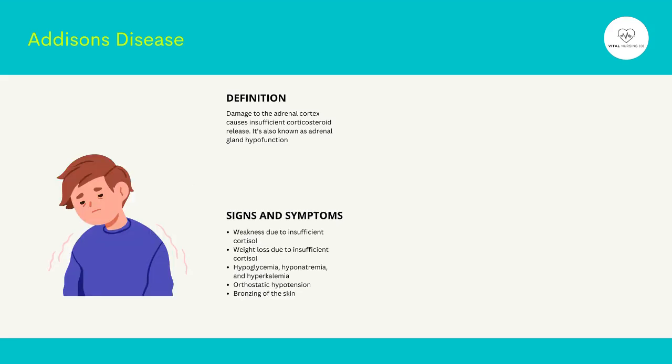Now here are the signs and symptoms of the patient. The patient will present with weakness due to insufficient cortisol, weight loss due to insufficient cortisol, hypoglycemia, hyponatremia, and hyperkalemia, such as sweating, tachycardia, and tremors for hypoglycemia. Signs of hyponatremia and hyperkalemia are postural hypotension and dysrhythmias. Orthostatic hypotension due to poor fluid status from aldosterone deficiency. Bronzing of the skin due to hyperpigmentation from the autoimmune disease.